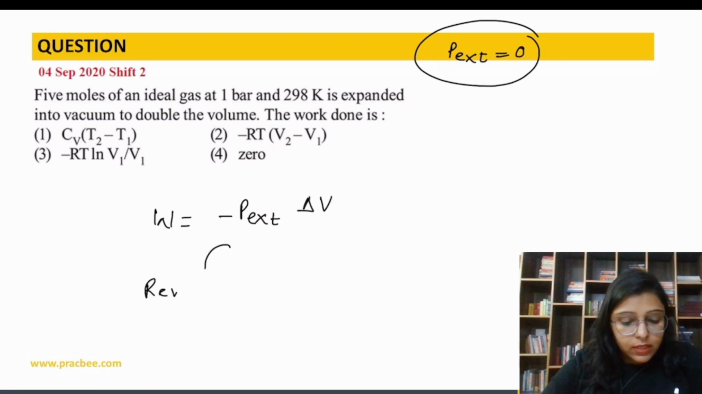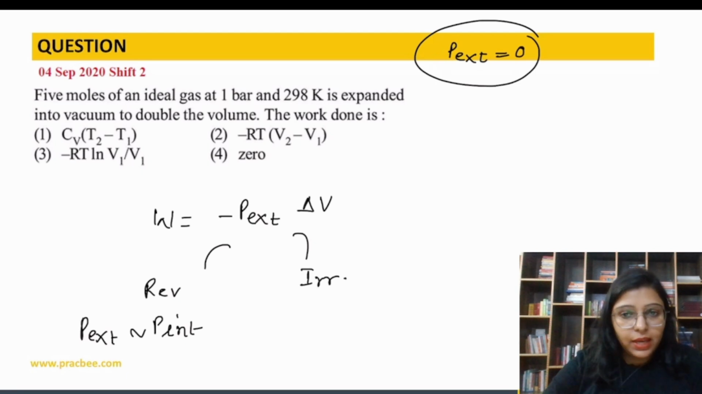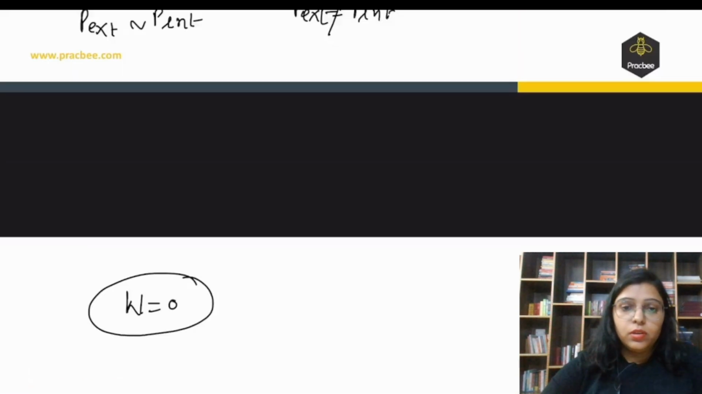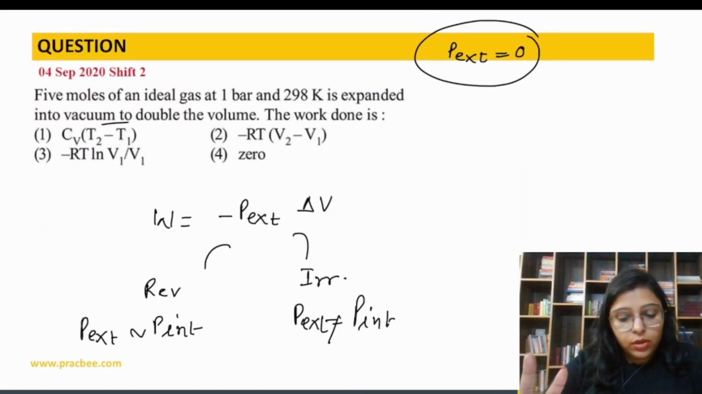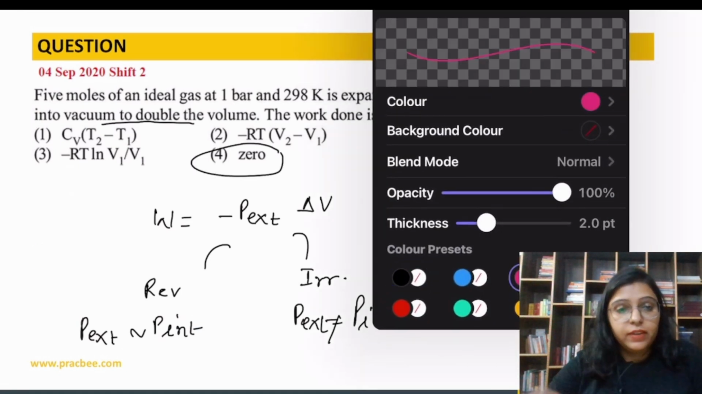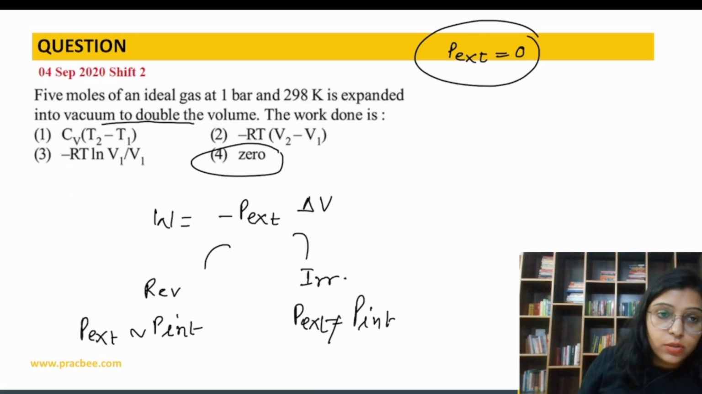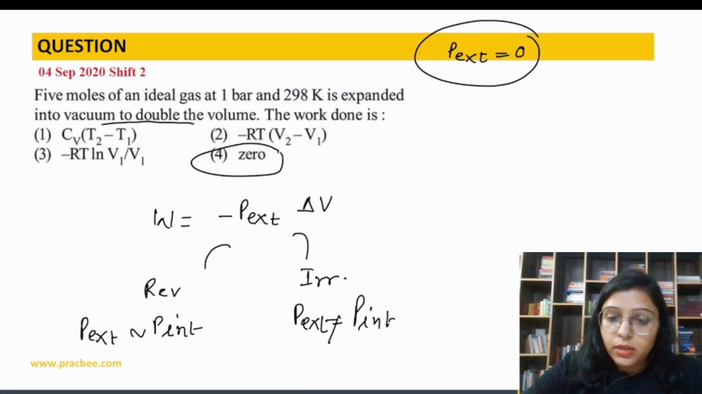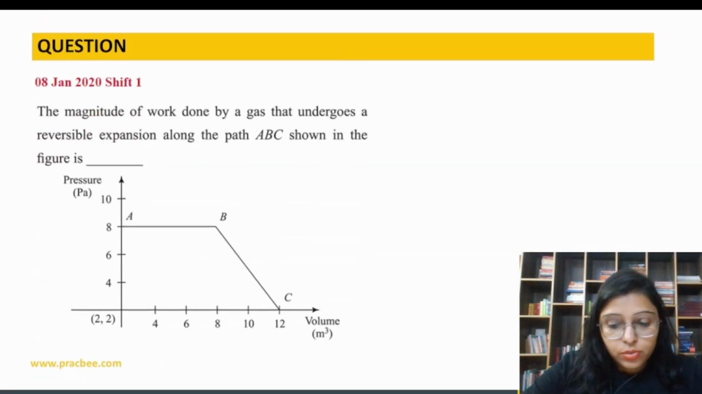If the process is reversible, then we can say P external is almost equal to P internal, right? But if the process is irreversible, P external is not equal to P internal. So if the external pressure is 0, the work done is equal to 0. Expanding into vacuum to double the volume, the work done is 0. It will expand automatically because there is no external pressure, so there is no need to do any extra work. So the answer is 0. Now let's do the next question.